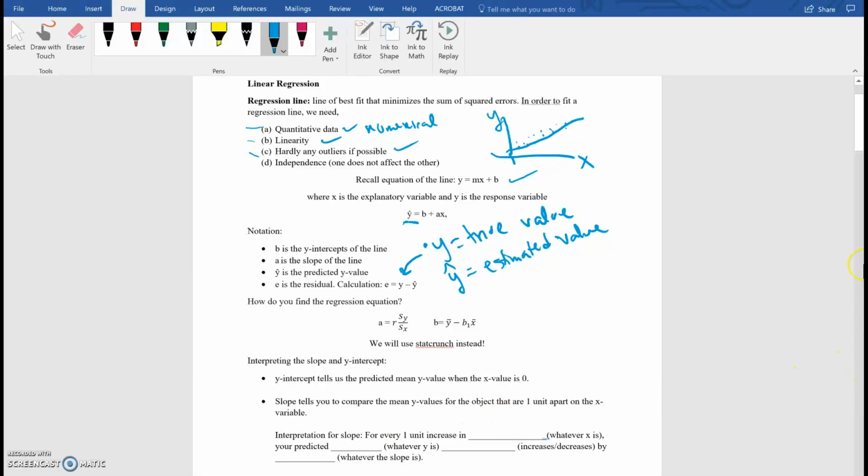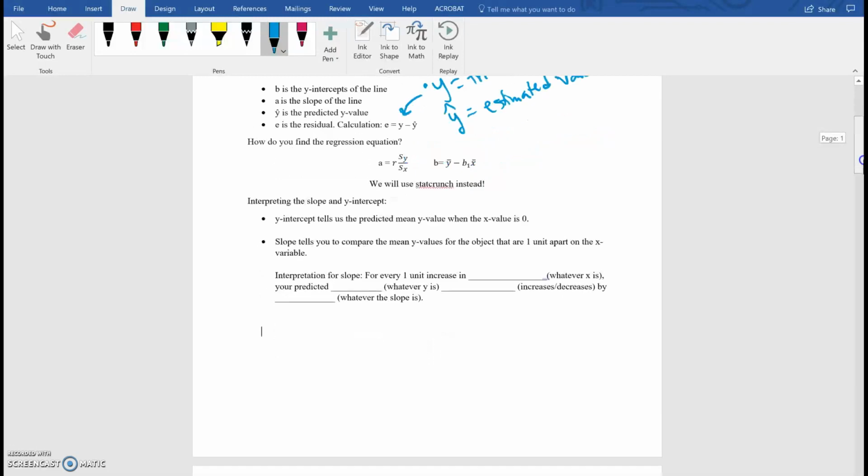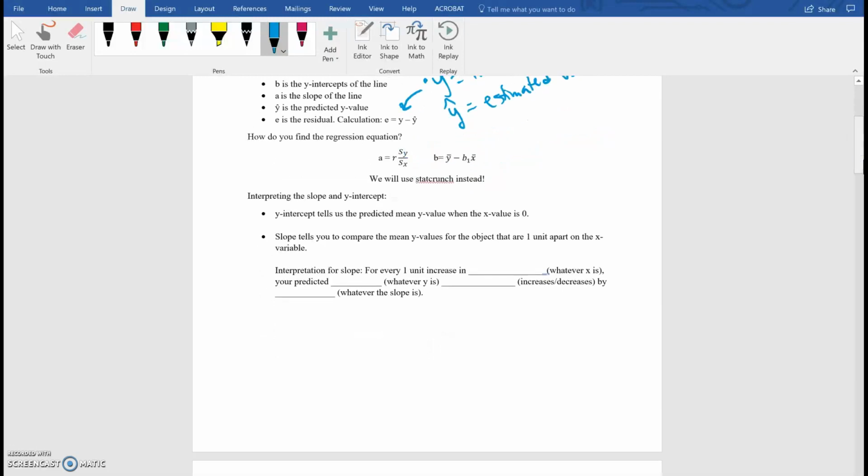That seems a little bit of a mouthful, but basically all it is, I wrote it right here. For every 1 unit increase in whatever x is, your predicted whatever y is increases or decreases by whatever the slope is. So if you want to go ahead and write this on your cheat sheet for your first exam, you can. You just have to fill in the blank of whatever x is, whatever y is.